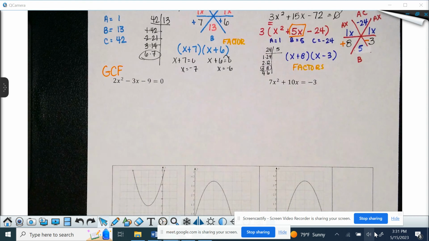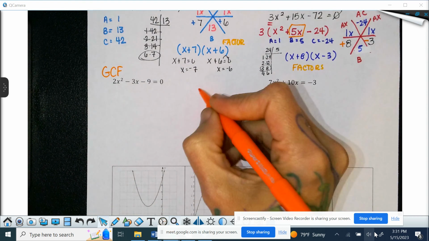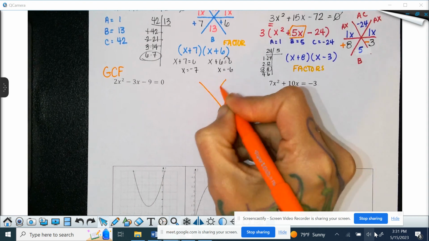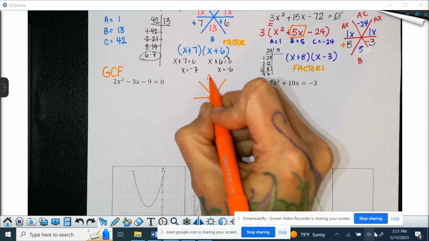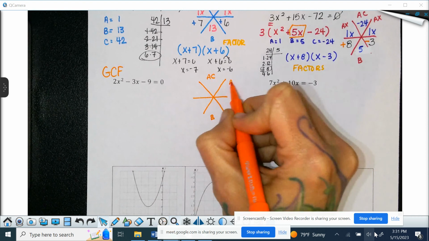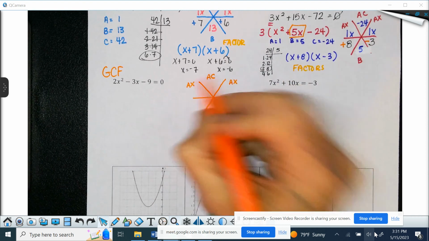Sometimes some of you think that's no big deal. Others of us shut completely down. Don't shut down. We got to process. So we have our star, AC at the top, B in the basement, A times X in the corners.